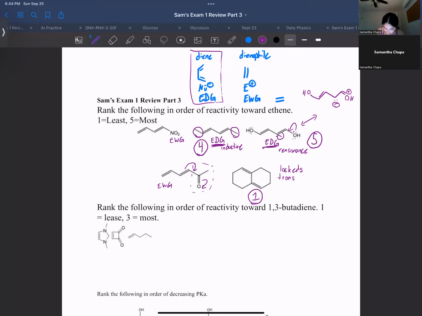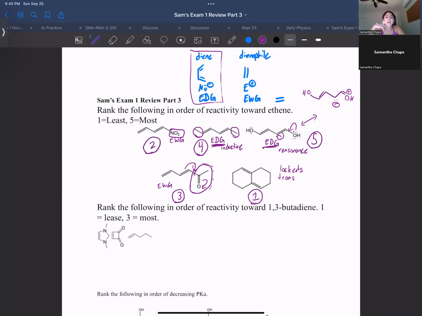Then our last ones. Okay, we have electron withdrawing groups on our two last ones, but we want the weakest electron withdrawing group because I'm a diene and I want something to donate electrons to me, but if there's nothing that donates electrons to me, I want the weakest electron withdrawing group that I can have. So between these two, the NO2 and this group right here, this is going to be my weaker one, so it's going to react a little faster. This is going to be 2.